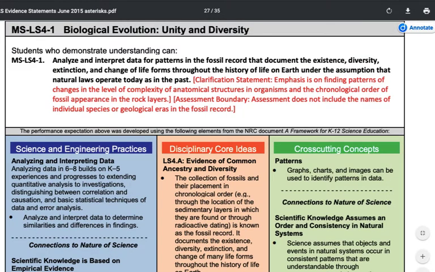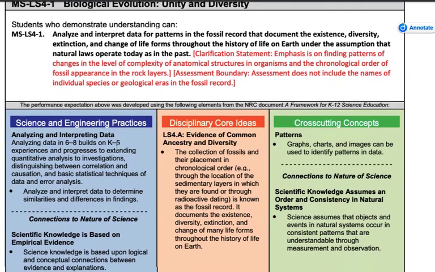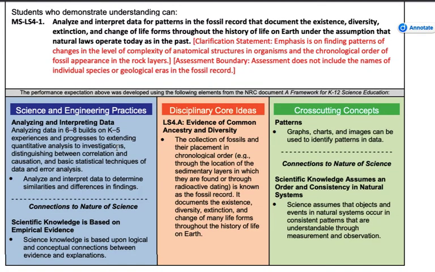The other performance expectation we're trying to assess here is the life science standard for biological evolution, and the idea is fossil record. Trying to understand the placement of fossils in the fossil record, and how concepts like diversity and extinction can be seen in different rock layers. So both are dealing with rock layers and evidence in layers of rock.